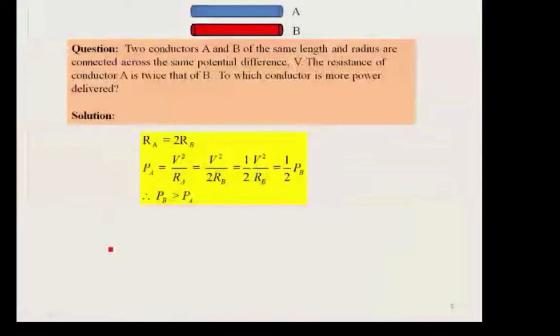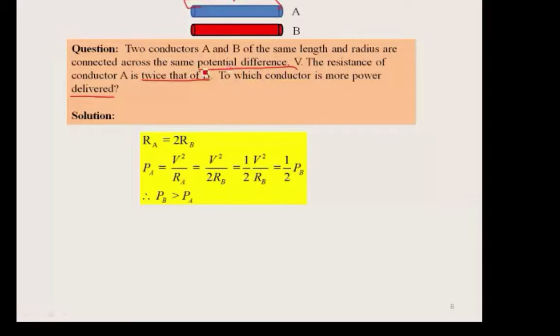Here's a simple question. We have two conductors, A and B, of the same length and radius, and they're connected across the same potential difference V. I didn't show it here, but there's some sort of source of potential connected to the ends of each of these. The resistance of conductor A is twice that of B. So the question is, to which conductor is more power delivered? In other words, if you have a high resistance here and a low one there, for the same potential you're going to get more current.